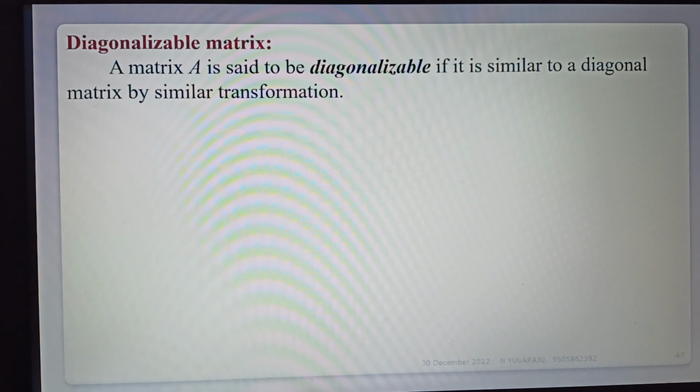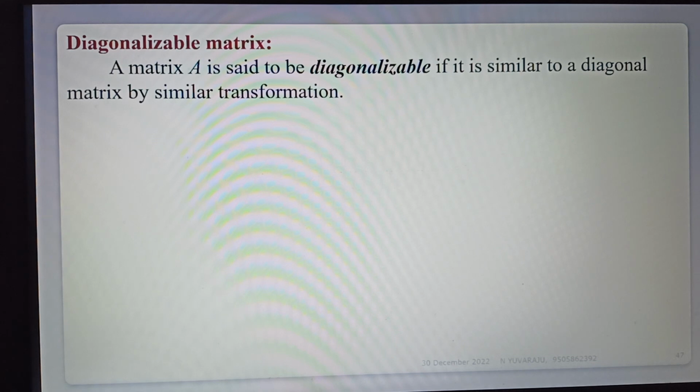Hi students, today we are learning the topic diagonalizable matrix. That is, given a square matrix, how to convert it to a diagonal matrix. First of all, the definition. A matrix A is said to be diagonalizable if it is similar to a diagonal matrix by a similarity transformation. That means the given matrix is reducible to a diagonal matrix. Similar means that matrix A and the diagonal matrix have the same eigenvalues.